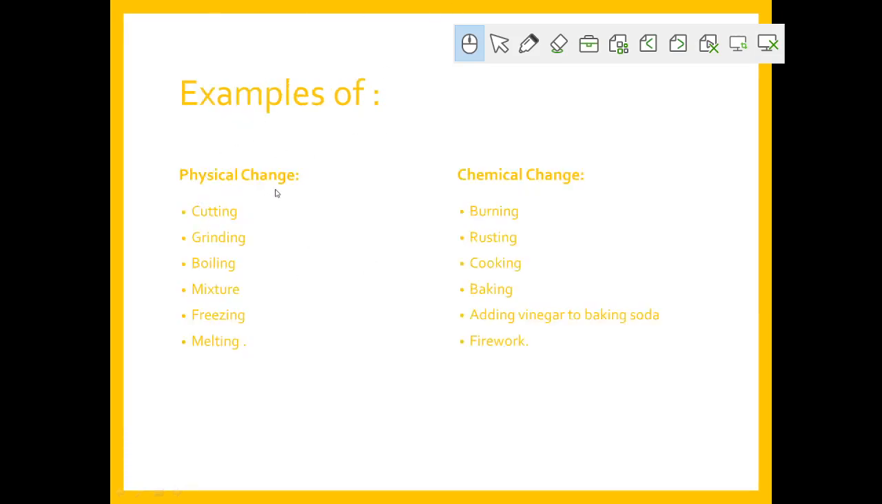Examples of physical change: we have cutting, grinding, boiling, mixture, freezing, melting. We have examples of the chemical change like burning, rusting, cooking, baking, adding vinegar to baking soda. Do you remember this one? And fireworks.